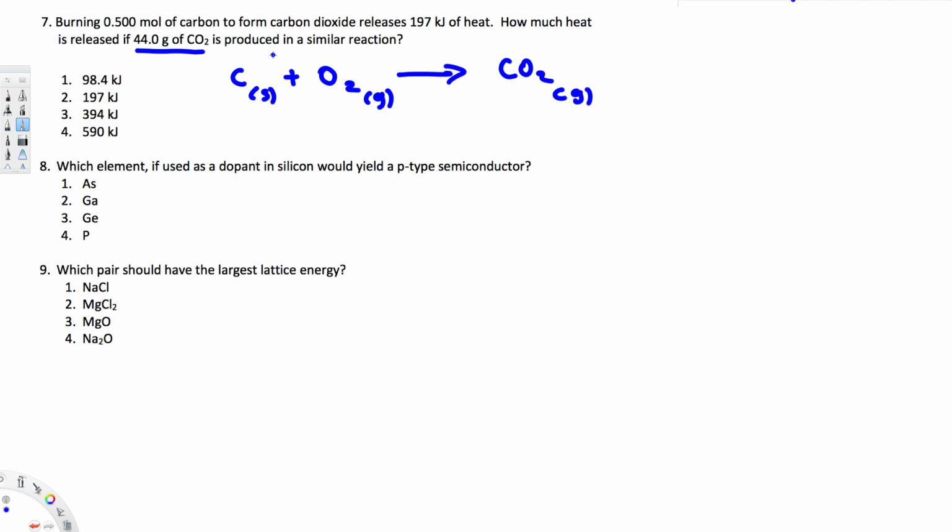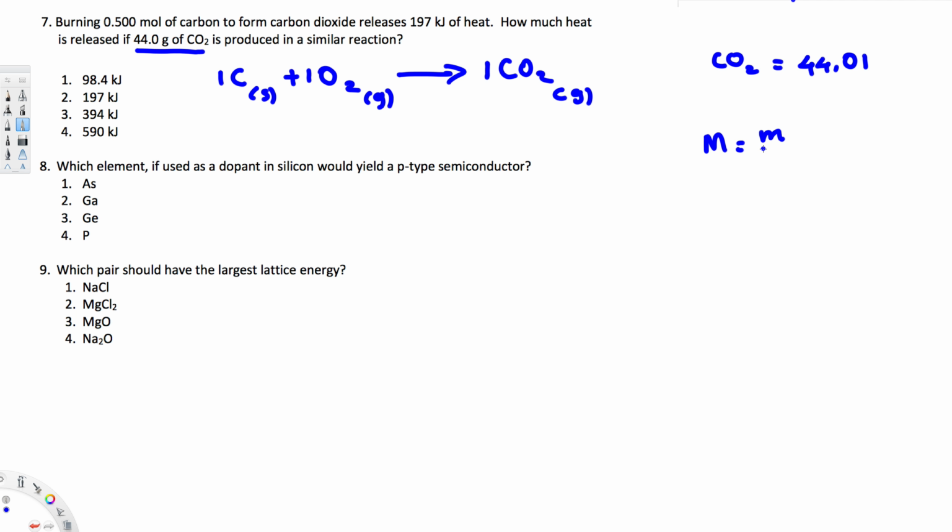Here from this one we know that if 1 mole of carbon reacts with 1 mole of oxygen, there will be 1 mole of production of carbon dioxide. Now from this information, let's see what this mole amount is. To find this mole amount, we have to divide this by molar mass. For carbon dioxide, molar mass is 44.01.